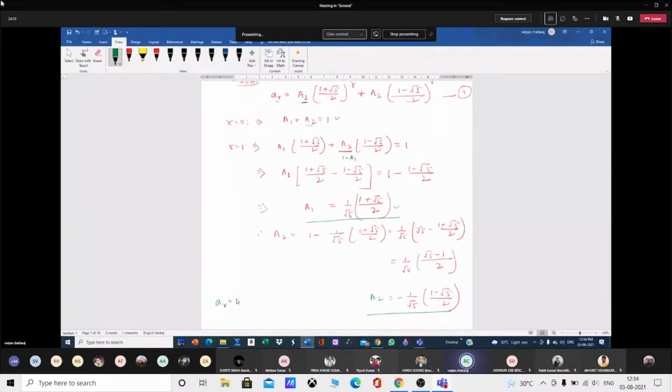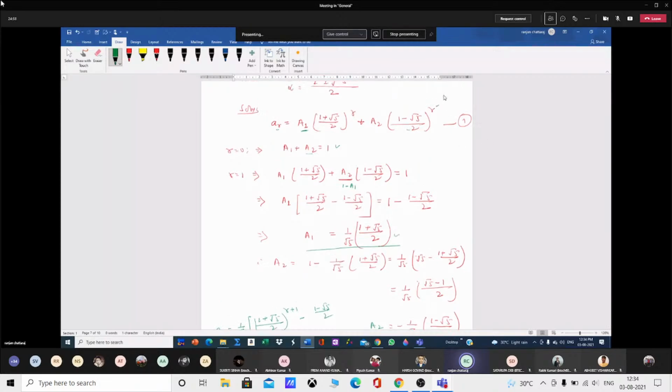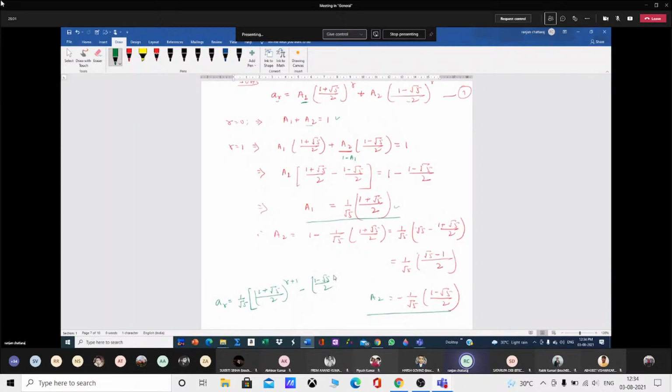Put 1 by root 5 common to both this and this. This is 1 plus root 5 by 2 raised to the power r, and here 1 by 2. Now plus, and this is minus, so put minus over here, and again 1 by root 5 take common, 1 minus root 5 by 2. You see here it is r, so r plus 1, and this is r plus 1. So this is your required recurrence relation.